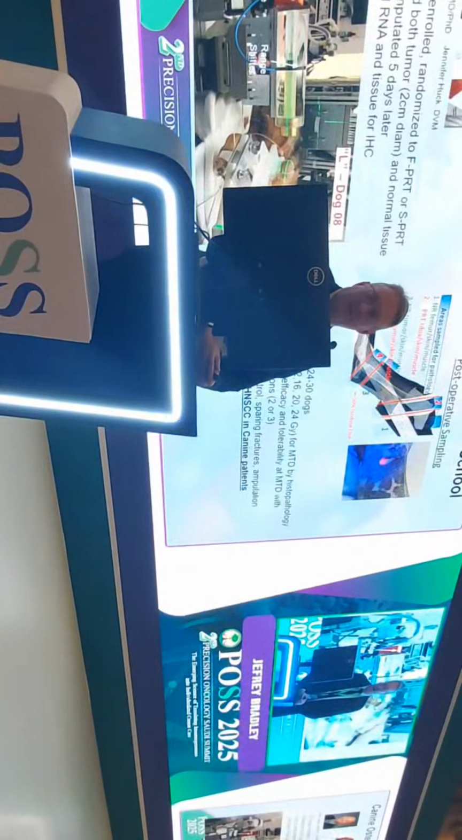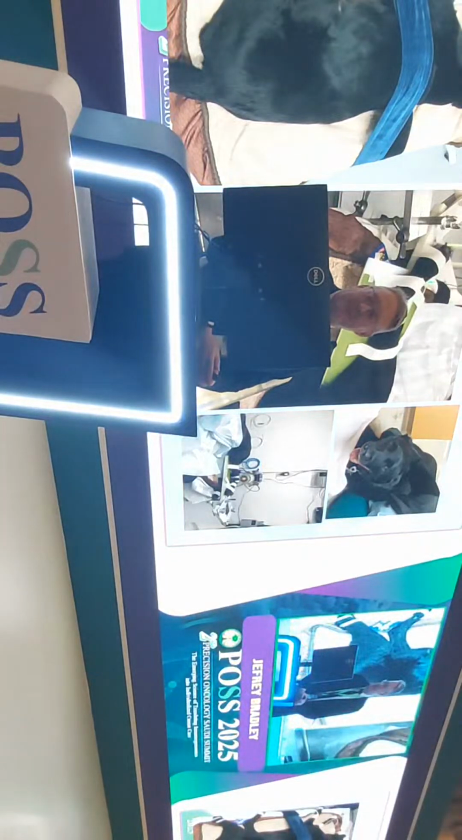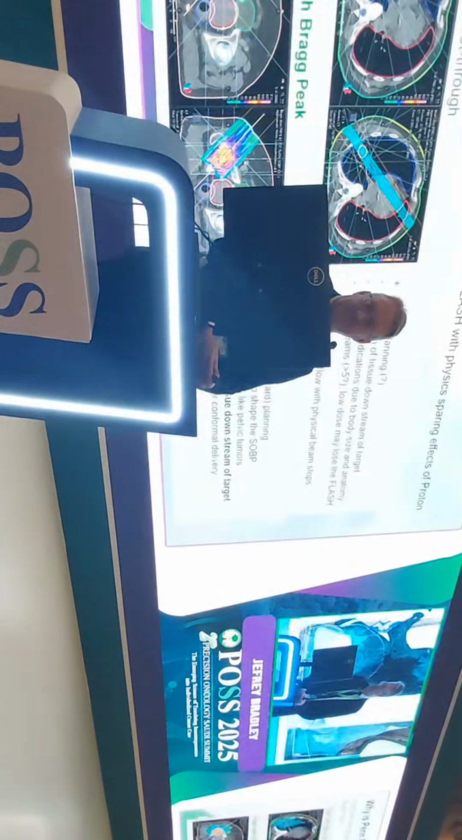Then we planned additional trials in head and neck cancers. Dogs get oral cancers like oral melanomas that our veterinary medicine colleagues at the University of Pennsylvania will send the dogs for therapeutic treatment, and we're able to test flash as well.